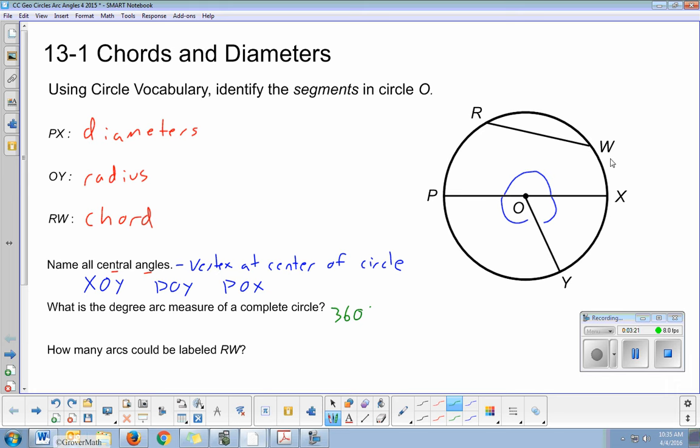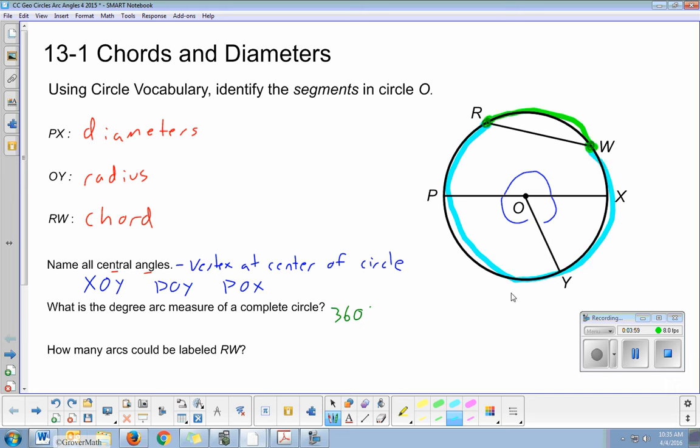But how many different arcs could be labeled RW? So here is R, and here is W. And so when you think of arc RW, you probably think about this arc being RW, and that is true. But the truth is there's also another arc that could be called RW, and that would be this arc. That could technically be arc RW.